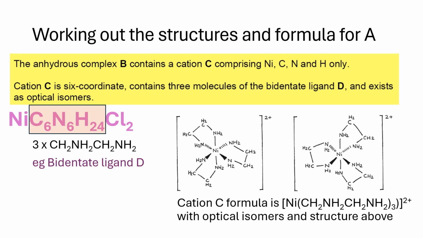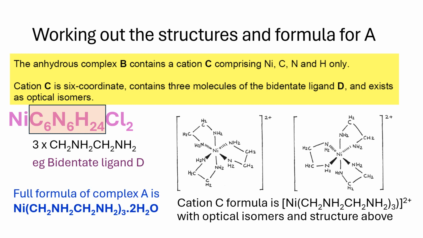and the formula being Ni(CH2NH2CH2NH2) with a 3 on the outside of the brackets, and then the whole lot going into square brackets with 2 plus, because we know from before that it's a nickel 2 plus ion. And the bidentate ligand has no charge on it, so the charge from the nickel 2 plus remains unchanged. And then we just stick the H2O on the end, which gives us the full formula of complex A.